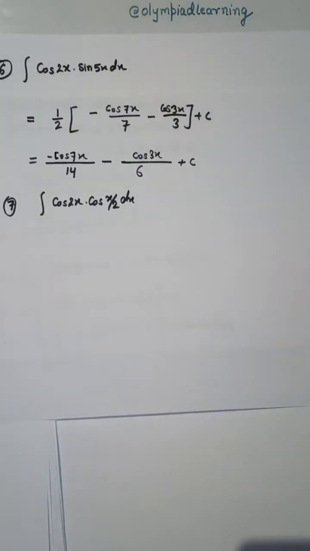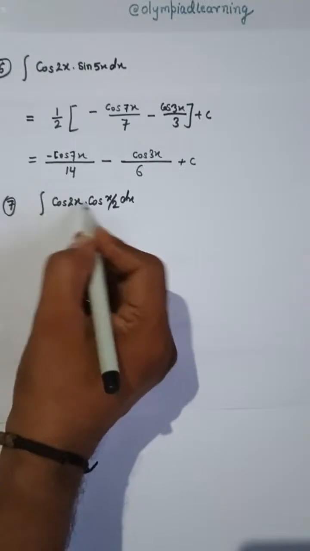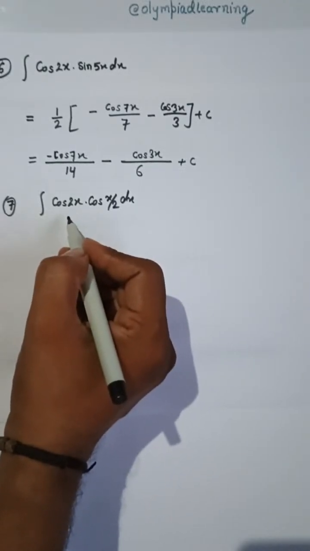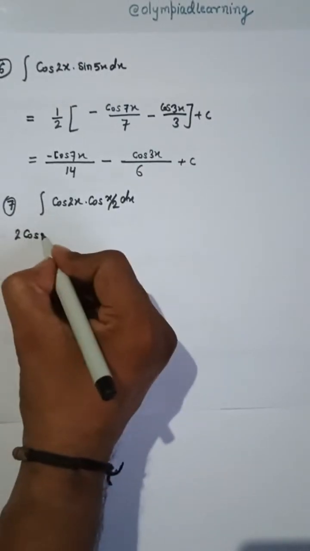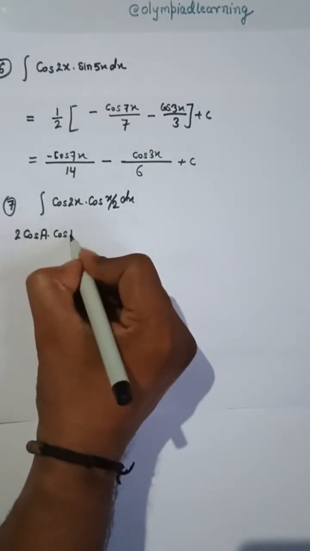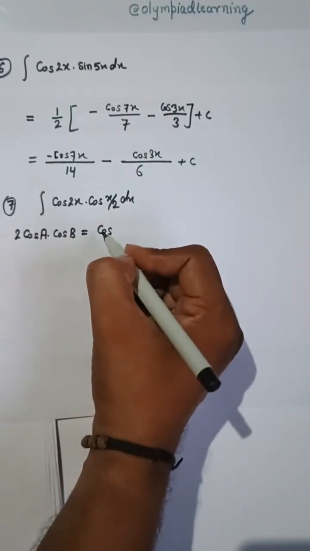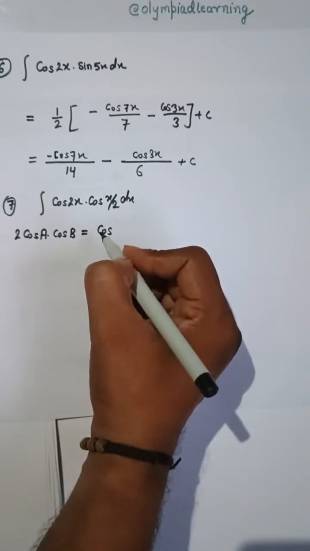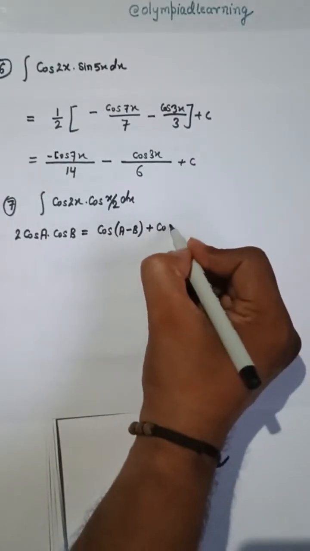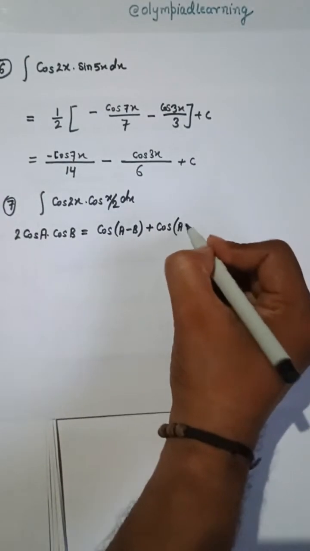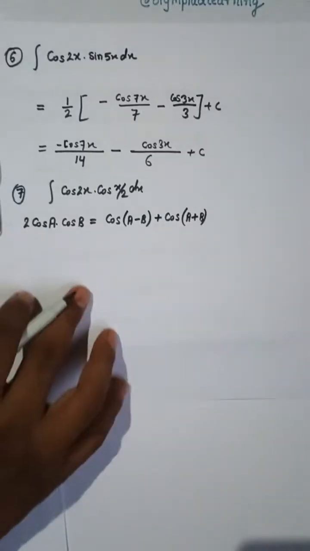Okay, so let's do it here. And now we need to know which formula is applicable here. Both are cos, and we know that if both are cos, we'll have this formula: 2 cos a into cos b is cos a plus b plus cos a minus b. So here cos a minus b, then plus cos a plus b. I can use this formula here to solve it.